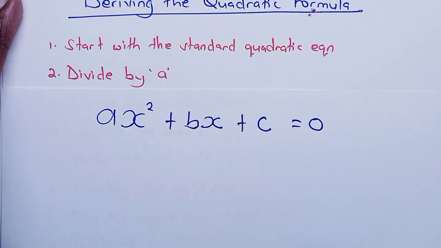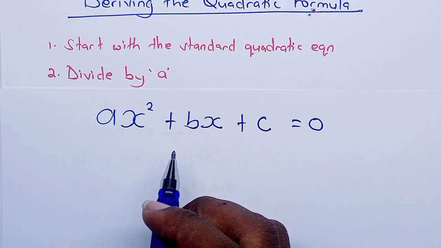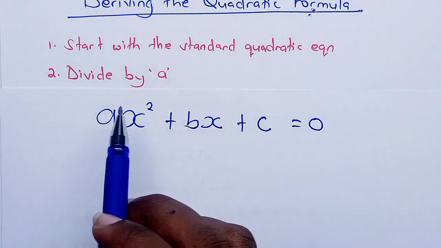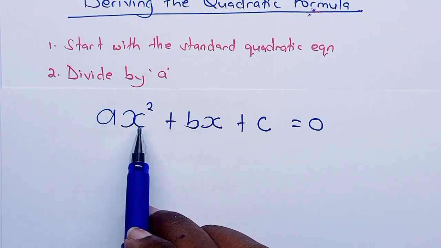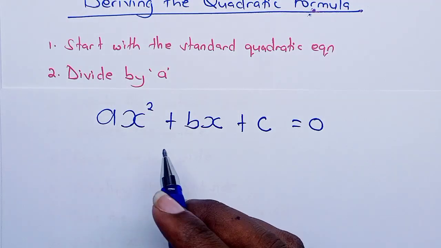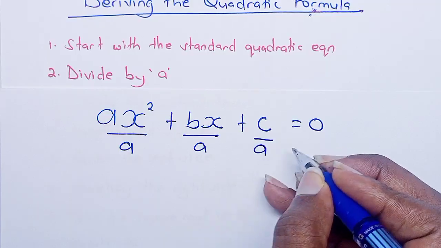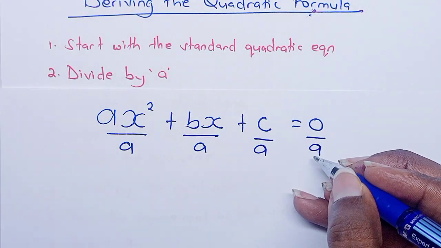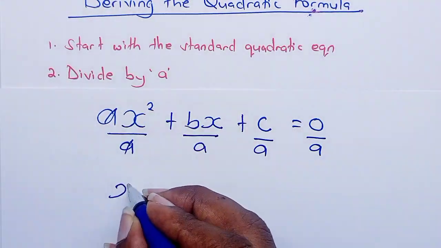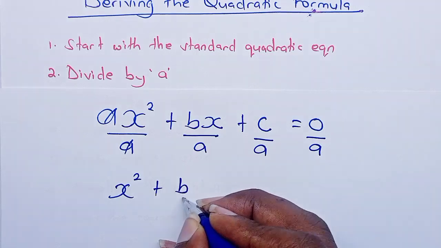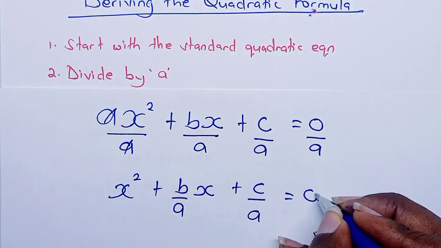Then we said that number 2, you divide by a. You divide both sides by a. So you divide every term by the leading coefficient, which is a. We want to make the coefficient of x equal to 1. That's why we divide by a. So you divide this by a, this by a, this by a, and this by a. So you end up having, this cancels with this. You have x squared plus b over a x plus c over a being equal to 0.